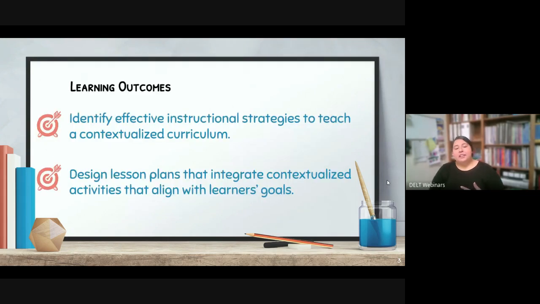So we're going to jump right in here. Today we are going to talk about instructional strategies to teach contextualized curriculum. We're also going to talk about what exactly contextualized curriculum is, and then design lesson plans that integrate these contextualized activities that align with learners' goals. We have talked about lesson plans in the past, so we're not going to take too much time talking about that.